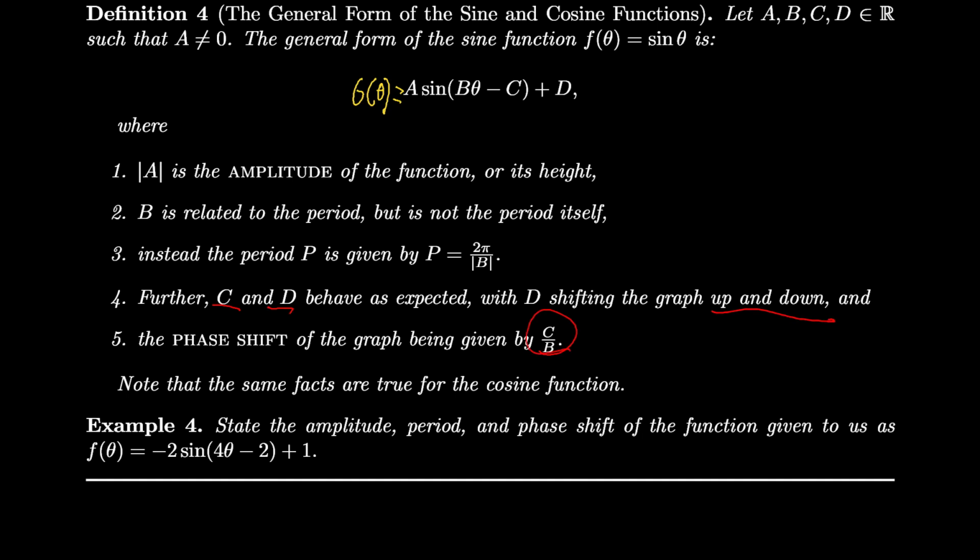And then note that the same facts are true for the cosine function. So if you want to write all these again for the cosine function, it's true. It's the exact same thing, except instead of writing sine here, you just write cosine. And it's all the same stuff. Sine and cosine behave the same way.